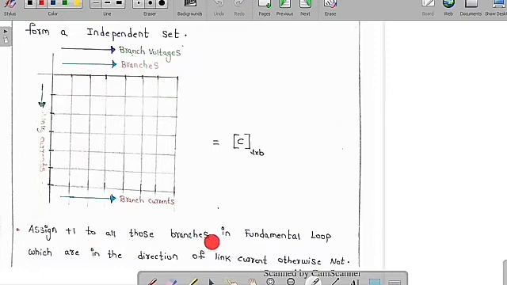Assign +1 to all those branches in the fundamental loop which are in the direction of the link current, otherwise not.